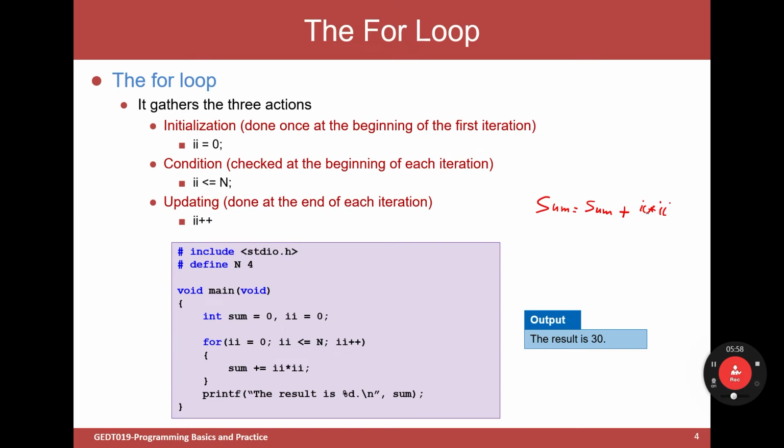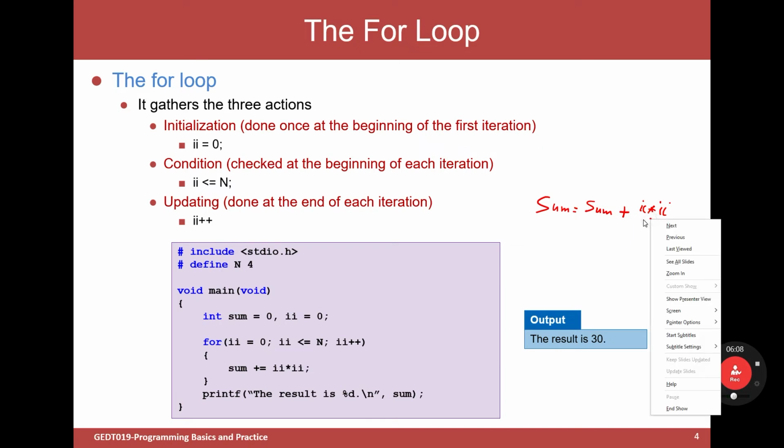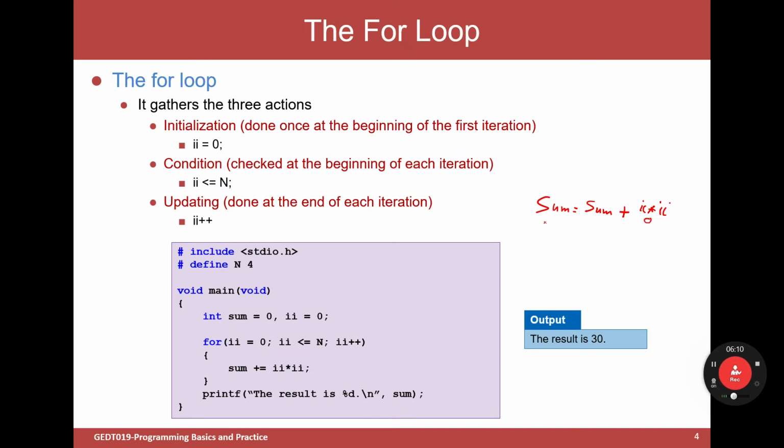Now I times I, this one at the first time I is equal 0. So this one will be 0 times 0, which will be 0. And the sum here is equal 0. Okay, sum is equal 0. So that means the total value of the sum here is equal 0. Okay, so this is good.